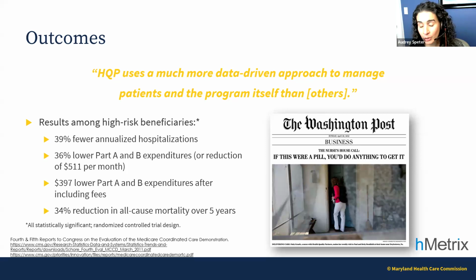And this is actually really critical because it's one thing to be able to bend the cost curve and reduce the total cost for a population. It's another to be able to do that while offsetting the cost of these programs. These programs are not insignificant. They are typically very expensive to run. So to be able to still achieve healthcare savings while netting out the cost of the program is pretty remarkable. And then in terms of long-term outcomes, they demonstrated a 34% reduction in all-cause mortality over 5 years.